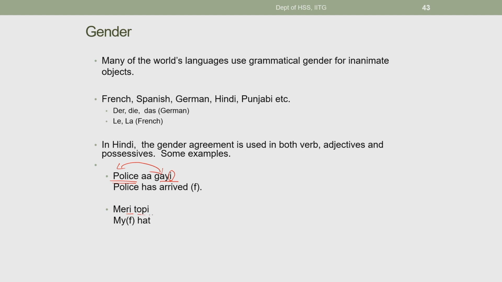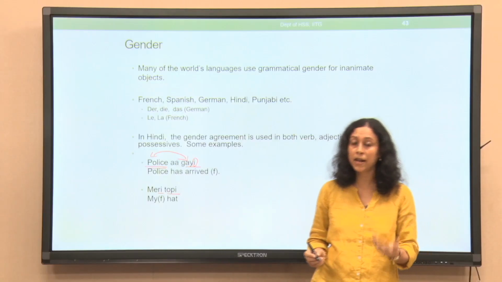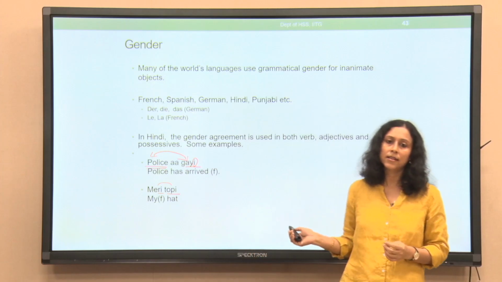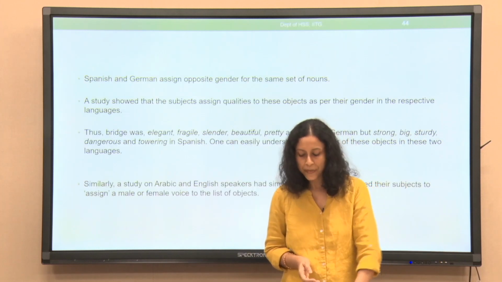This "topi" has feminine gender, that is how you have "meri topi," but if "ghar" is considered masculine, it will be "mera ghar." So, this is what we mean by grammatical gender in some languages. Now, neither "topi" nor "police" as an abstract entity has a gender in the strictest sense, but this is how we grammatically assign gender.